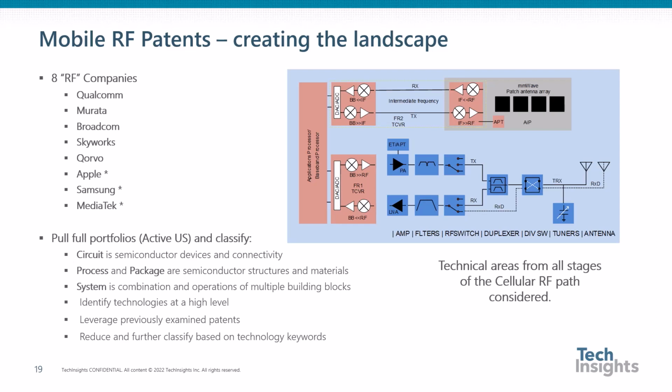I pulled the entire active US portfolio for each of these companies and then pruned them down with non-RF technical keywords. These patents were then classified into circuit, process, package, and system. This is a classification that uses TechInsights' years of historical patent data to classify patents into groups based on the reverse engineering needed to support them. These groups can then be examined further to refine them based on technical keywords within the RF space.